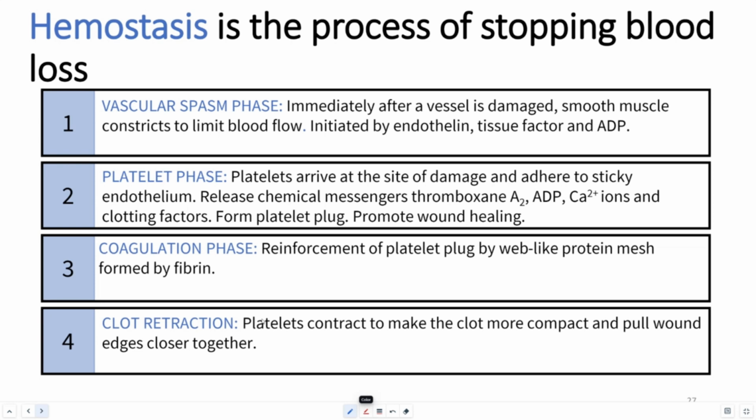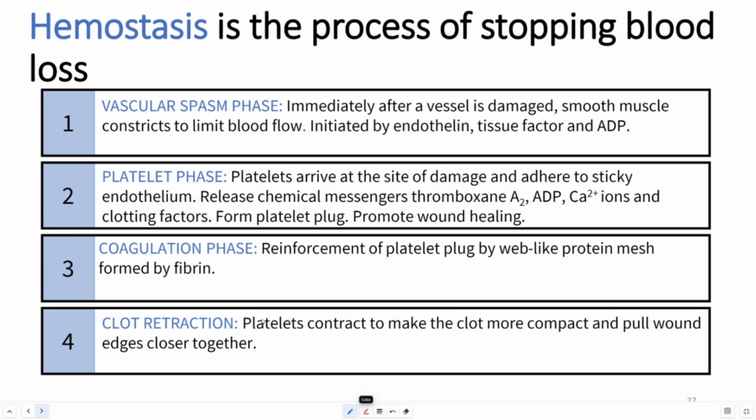This process begins when a damaged blood vessel constricts suddenly, restricting the amount of blood leakage from the vessel. This is referred to as the vascular spasm. It involves chemicals like tissue factor and ADP, adenosine diphosphate. The damaged blood vessel's wall begins to release these chemicals to help stimulate further spasms.